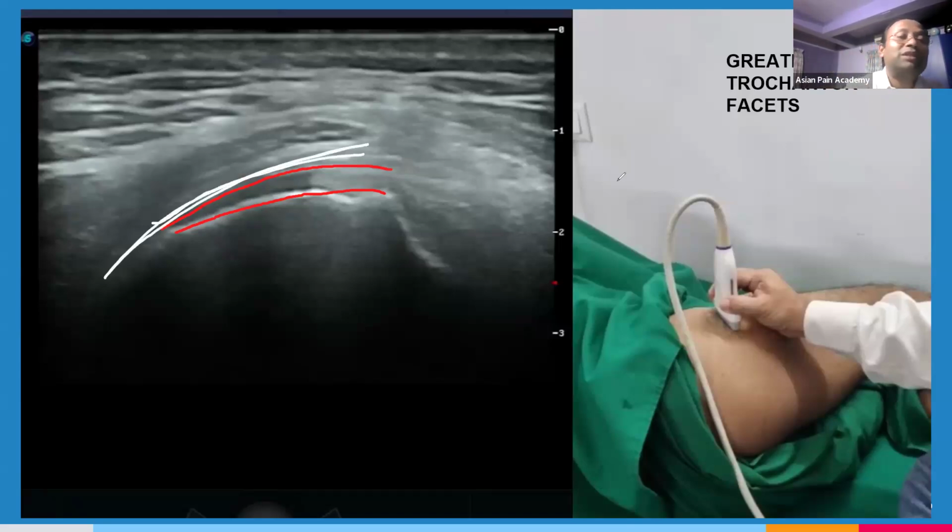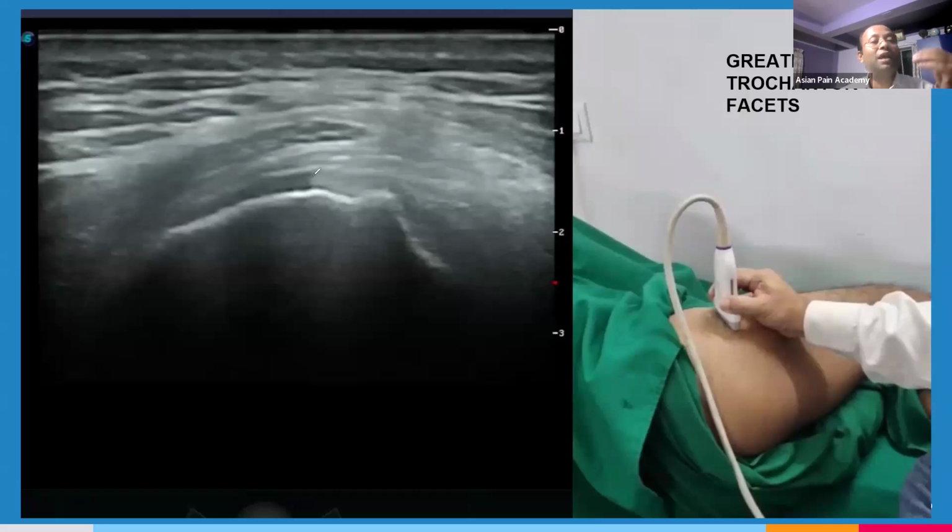Above that, the subgluteus maximus bursa. Above that, this is the gluteus maximus muscle. So this area must be understood: when we are seeing the facet, just above the facet you are not seeing the bursa. You are seeing between the tendons of gluteus medius and the gluteus maximus muscle. There we see the subgluteus maximus bursa.